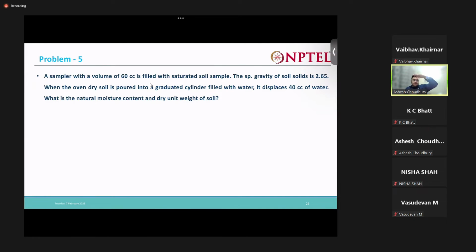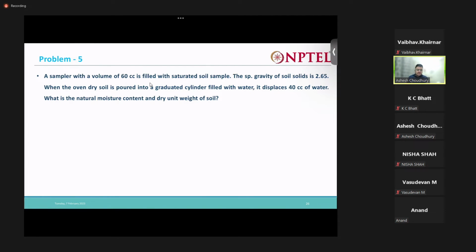Say that cylinder is completely filled up, and if we are pouring some soil solids in that water, what happens is that 40 cc of water comes out. Obviously it will replace the amount of water, right? It displaces the amount of water, so 40 cc of water will come. So this is the data given to us. We need to find out the natural moisture content and dry unit weight of the soil.